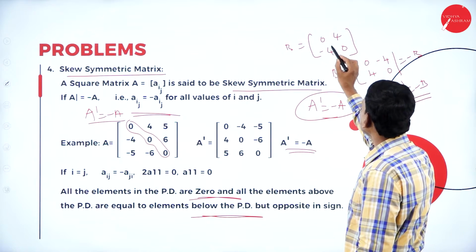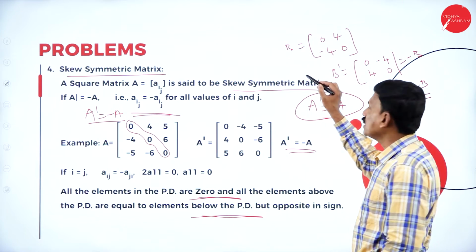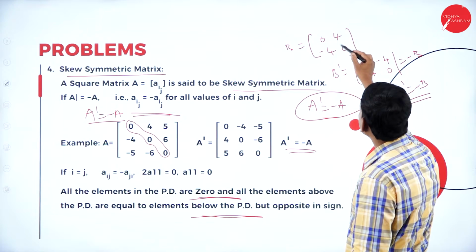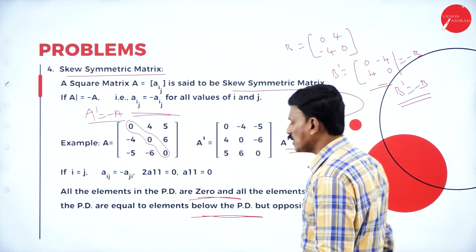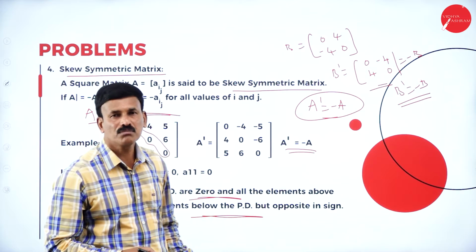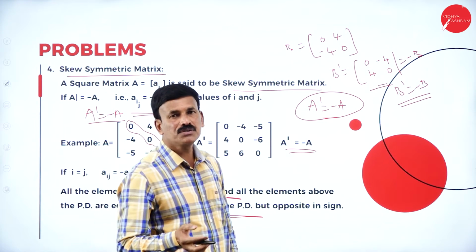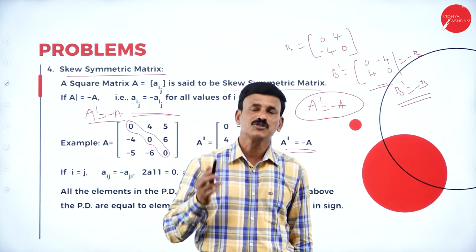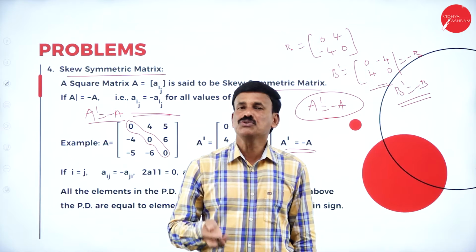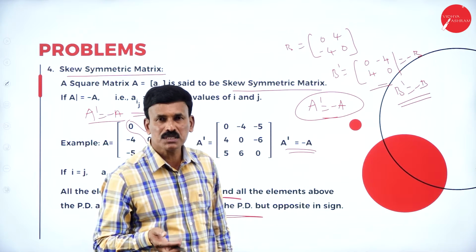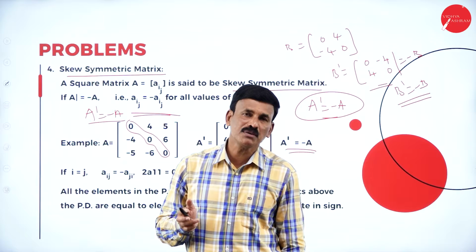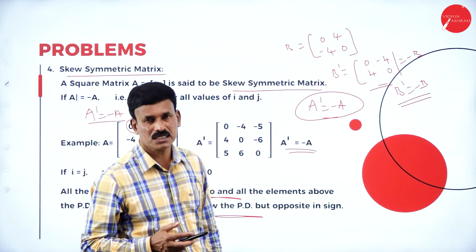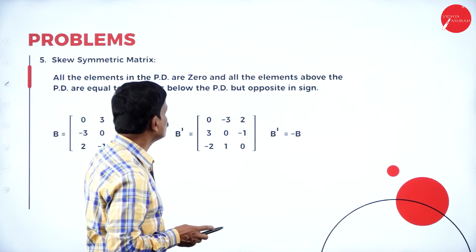All the elements in the principal diagonal are 0, and elements above and below the principal diagonal are same, but opposite in sign, plus 4 and minus 4. If you transpose this, you will get the negative. B dash is equal to minus B. So if A dash is equal to A, then it is called a symmetric matrix. If A dash is equal to minus A, then it is called a skew symmetric matrix. So in a skew symmetric matrix, all the elements in the principal diagonal are zeros, and elements above the principal diagonal must be equal to elements below the principal diagonal, but opposite in sign. That's it.